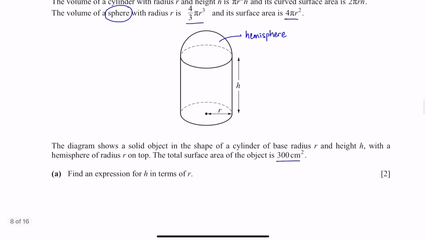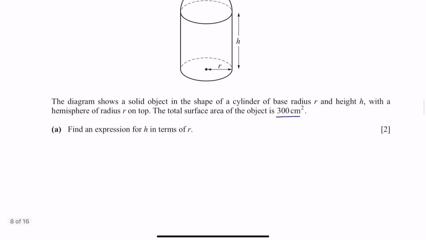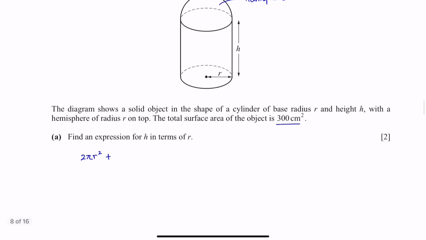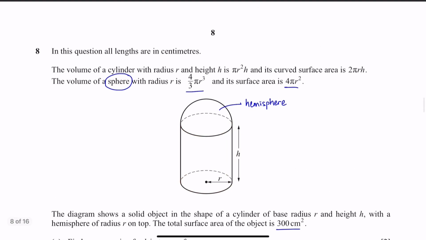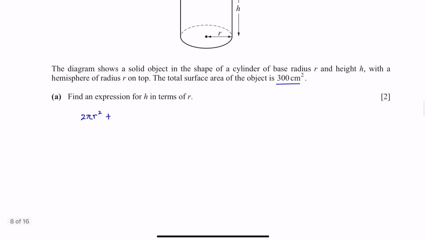So first one we have, because 4 pi r squared is for the whole sphere, for a hemisphere it would just be half times 4 pi r squared, which is 2 pi r squared, plus the curved surface area here, which is given as 2 pi r h. So plus 2 pi r h plus the circle at the bottom of the cylinder, which is pi r squared. So all this adds up to 300.